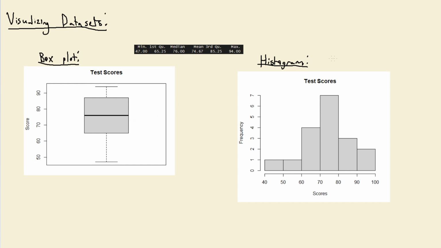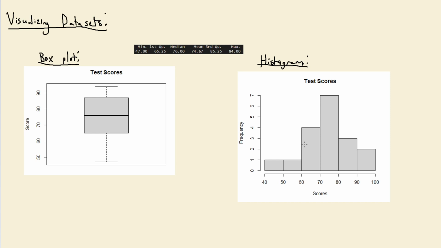Moving on to the histogram, this is a little bit different way of representing the same data. I used the exact same data for both of these. The box plot is better for when you want to make immediate, quick judgments about where the median is, where that interquartile range is, and how spread out the data is. And the histogram is better when you want to see the shape of a distribution.